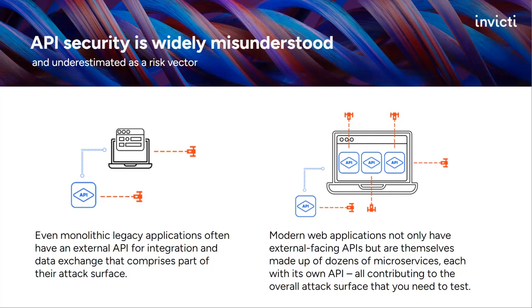And with modern web applications, they can have both external-facing APIs and themselves be made up of dozens of microservices, each with their own API. All of this contributes to an overall attack surface that needs to be tested. We need to be aware of this. We need to have the programmatics in place in our broader application security program to address these potential vulnerability points.